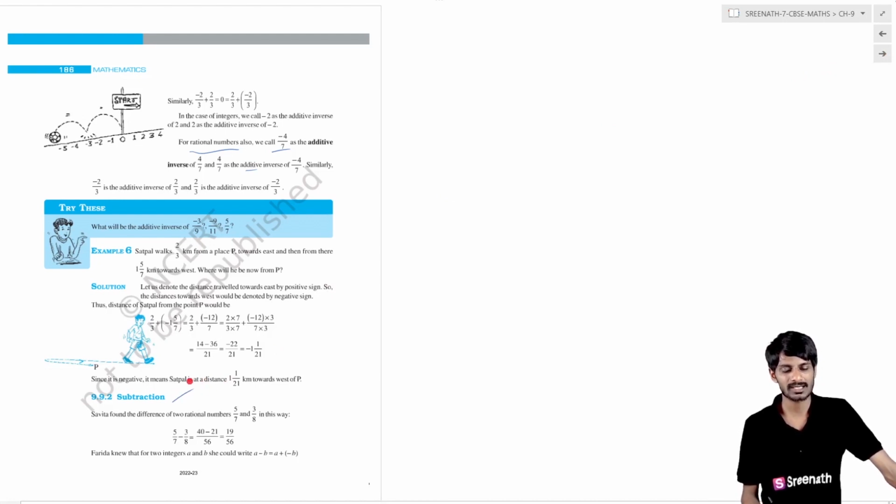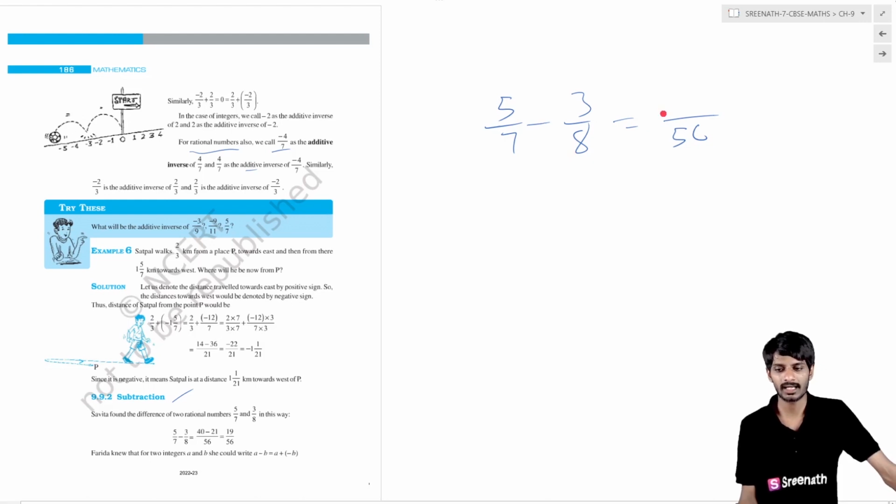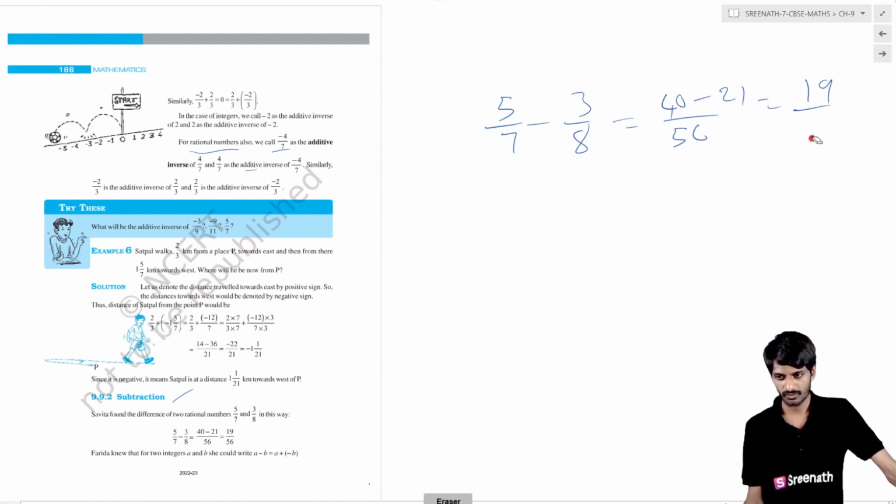So next thing is subtraction. Subtraction is very simple whenever the denominator is the same. But whenever the denominator is not the same, what do we have to do? Suppose, for example, 5 by 7 and 3 by 8, and you have to subtract them. In these cases, whenever the denominator is not the same, you have to find the LCM. The LCM of 7 and 8 is 56, and you have to multiply 8 by 5, that is 40, and multiply 7 by 3, that is 21. So the final answer is 19 by 56.